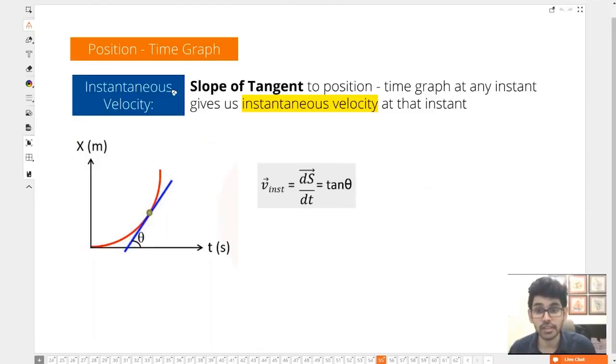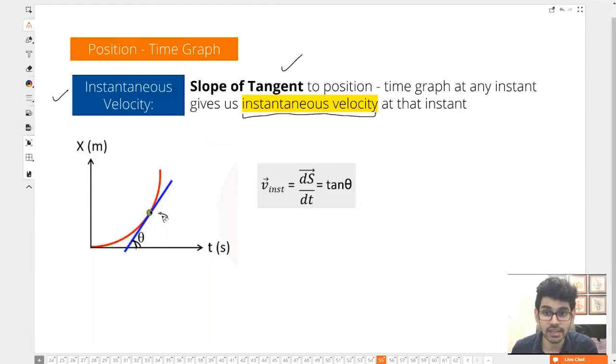Position-time graph, instantaneous velocity. What is instantaneous velocity? It is the slope of the tangent. The slope at any point will give you an idea about the instantaneous velocity, tan theta. If you draw a tangent and it's a positive slope, you have an idea it's positive. If you want to be certain, construct it and calculate the angle using a protractor. But that's not practical, that is just for you to visualize. So the slope of the tangent at that instant will give you the instantaneous velocity. You know that, right?